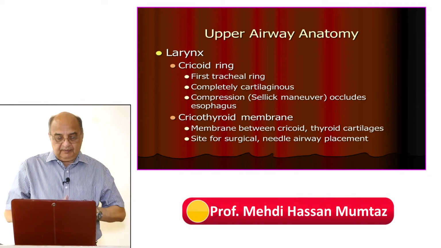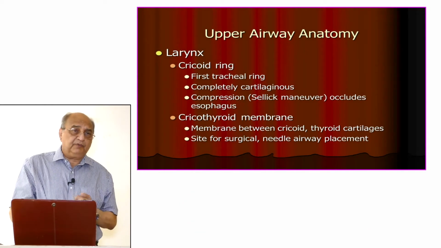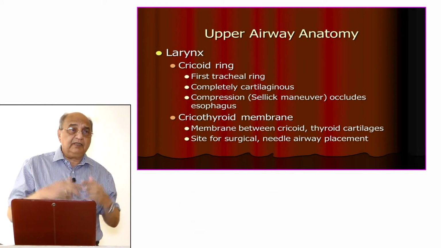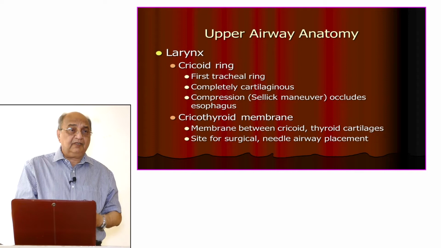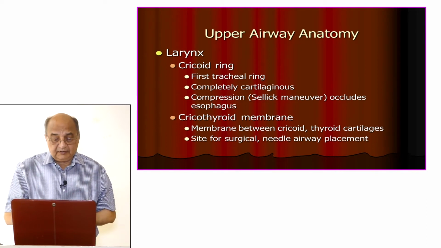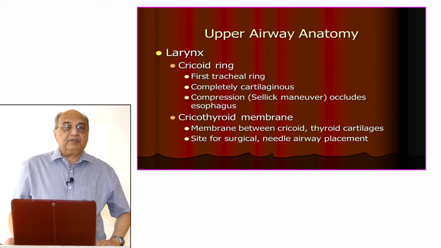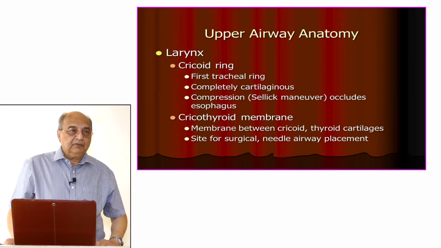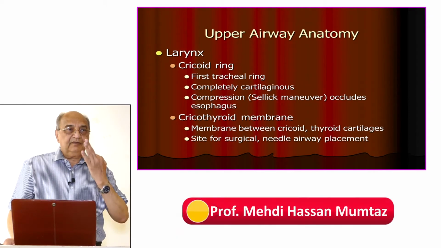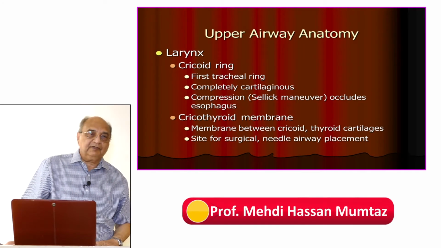Now, the cricothyroid membrane is very important. It connects the cricoid cartilage to the lower end of the thyroid cartilage. And this is a very important part because it is a membrane. So, if the person goes into airway obstruction at the laryngeal level, you can always pierce with a needle and make a hole over there.